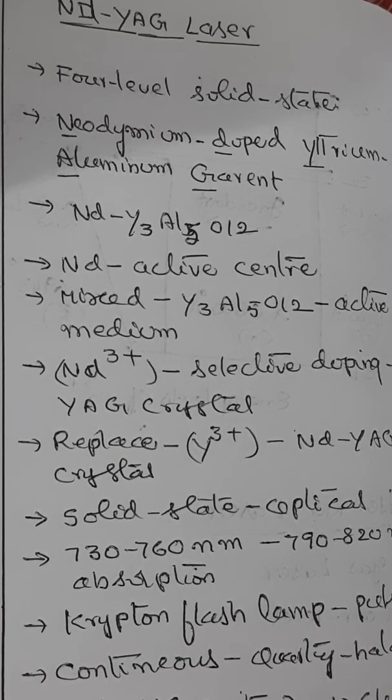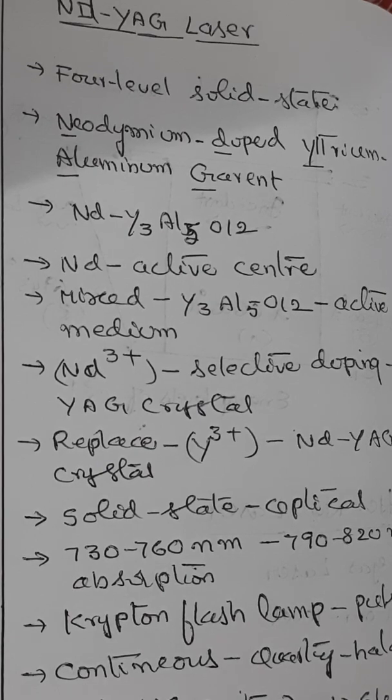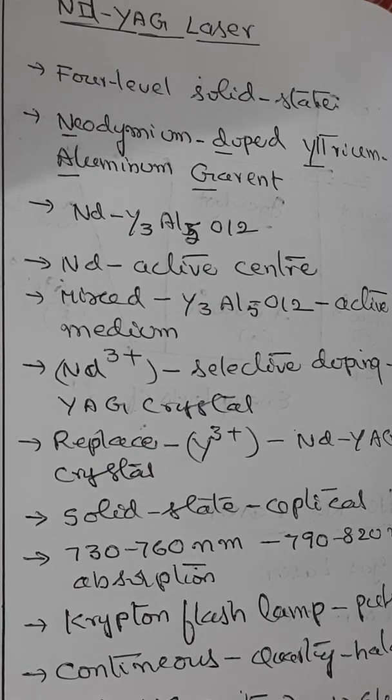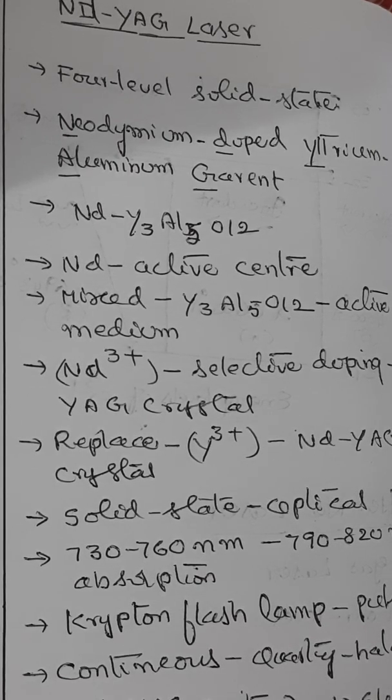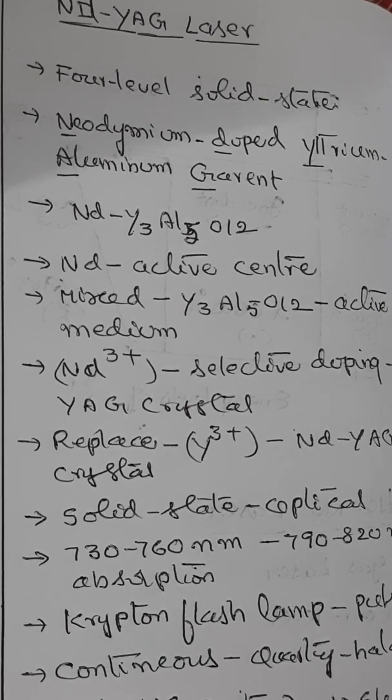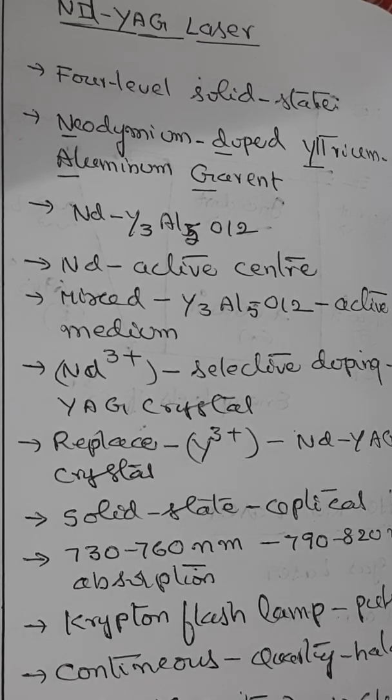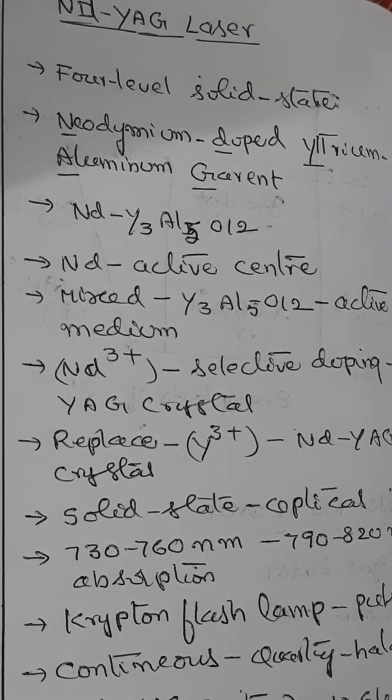A rare earth element, neodymium, which is the active center, is mixed with yttrium aluminum garnet, that is Y3Al5O12, which acts as the host medium. The triply ionized neodymium ions, that is Nd3+, are selectively doped during the growth of the YAG crystal. They replace another element of roughly the same size, typically yttrium ions, Y3+ ions, thereby creating an Nd:YAG crystal. Generally, the crystalline host is doped with around 1% neodymium by weight.